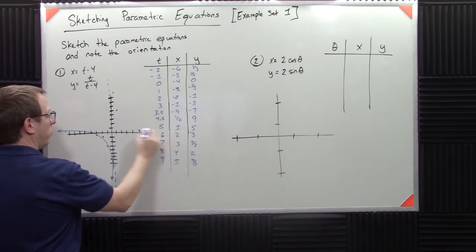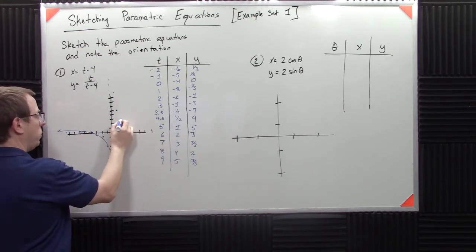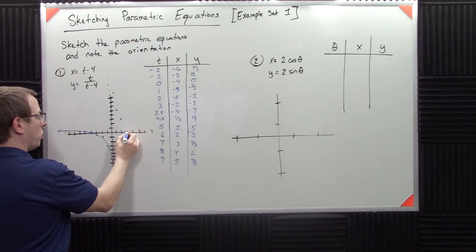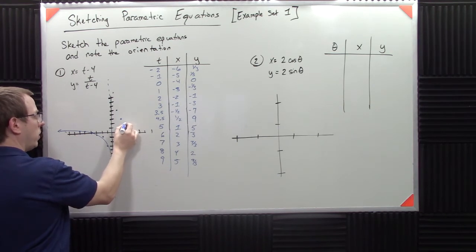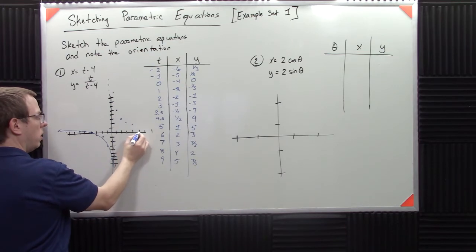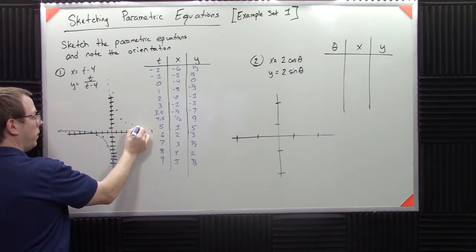So now we have 1, 5. We have 2, 3. We have 3 and 7/3. 4 and 2. 5 and 9/5.